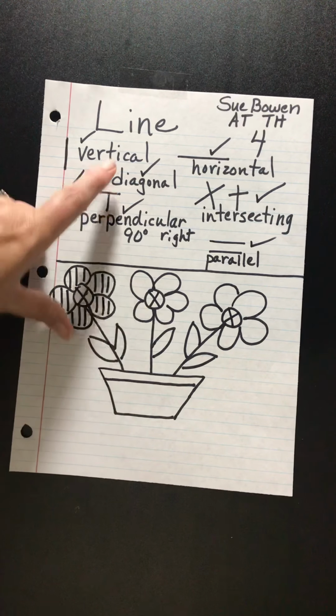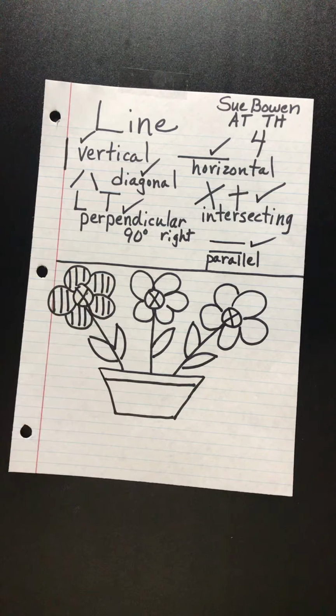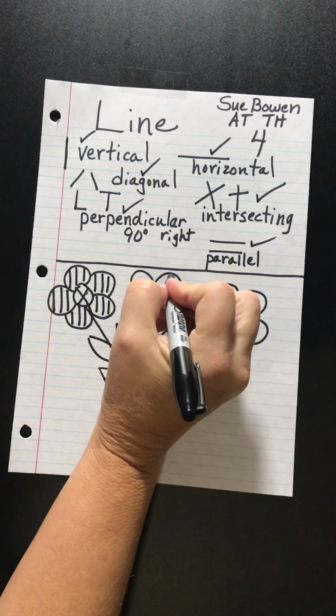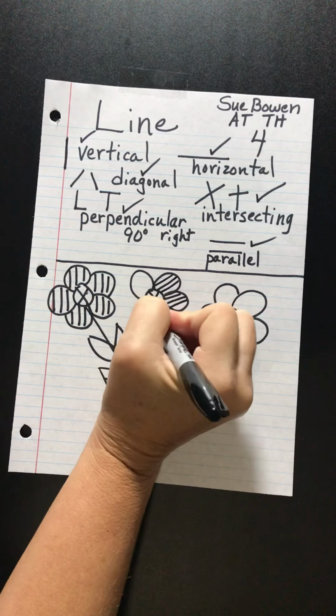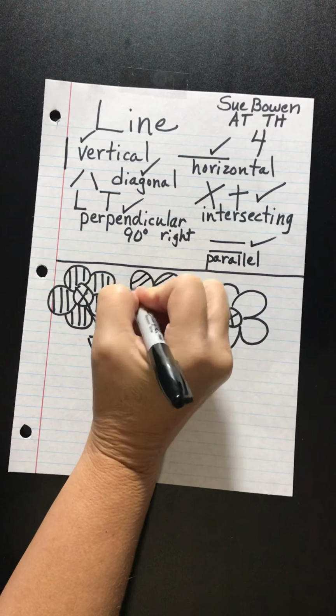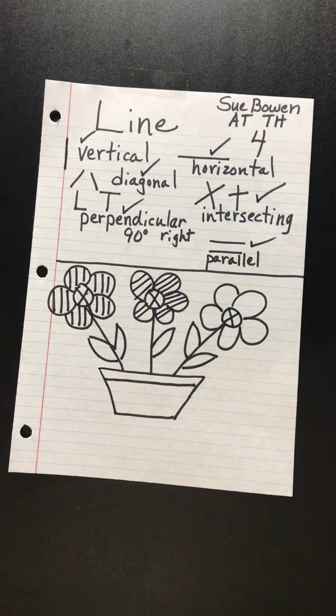Let's go to this one. Let's make this one full of diagonal lines. What do you say? That means they've got to be sideways. All right, so those are diagonal flowers.